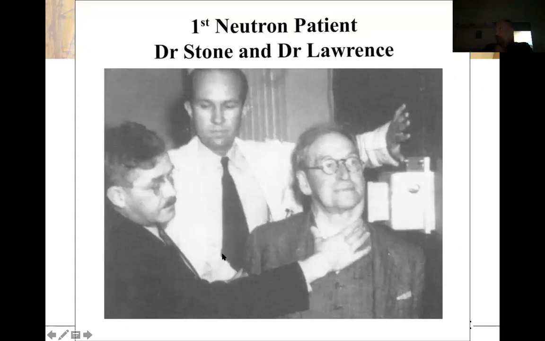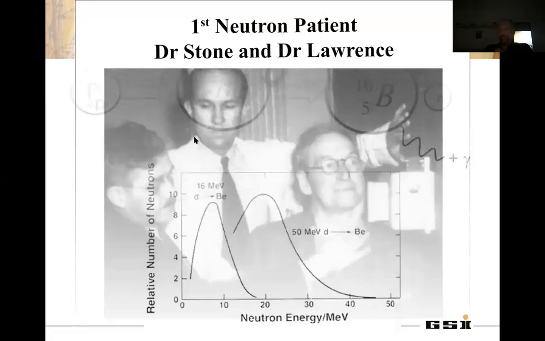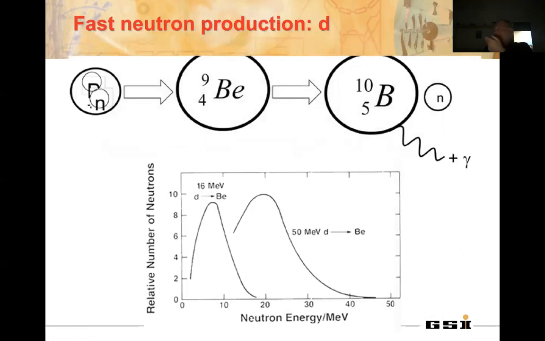Actually, neutrons were soon used for therapy. The first patient was treated by Dr. Lawrence, who was the brother of Ernest Orlando Lawrence in Berkeley. You have to use fast neutrons because you need penetration, of course. And they are generally produced in this way, using a beryllium target, and depending on the energy of deuterium, you can have a peak around, these are with 16 MeV deuterium, and this is with 50 MeV deuterium. And then the peak you see is around 6-7 MeV here and 20 MeV here.